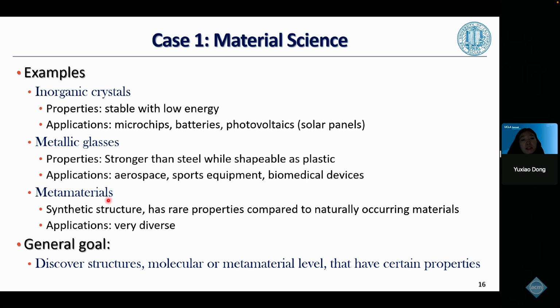The last type of material is called a metamaterial. This one's very interesting. It's like Lego. If you know the very basic structure, which is called a cell, then we can put them together to make a synthetic structure, and usually it can exhibit lots of properties that are not observed in naturally occurring materials. And since it's very flexible, you can imagine that the applications are very diverse. So for materials design, the general goal is whether we can discover or generate structures, either at the molecular level or at the metamaterial level, that have certain properties.